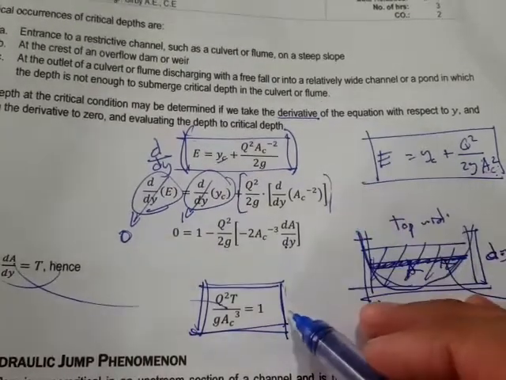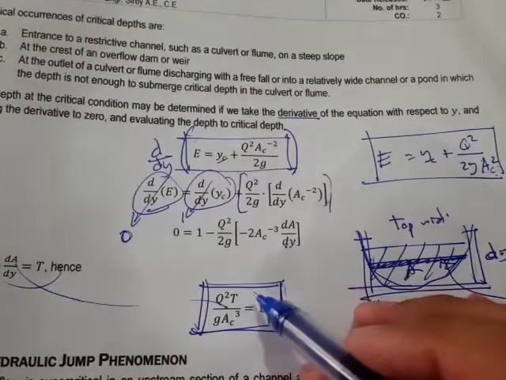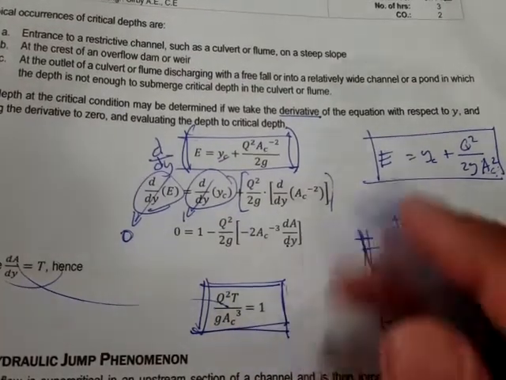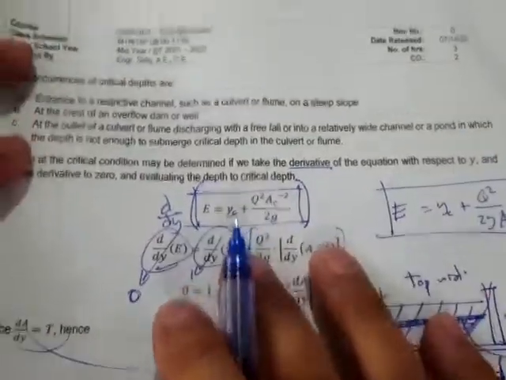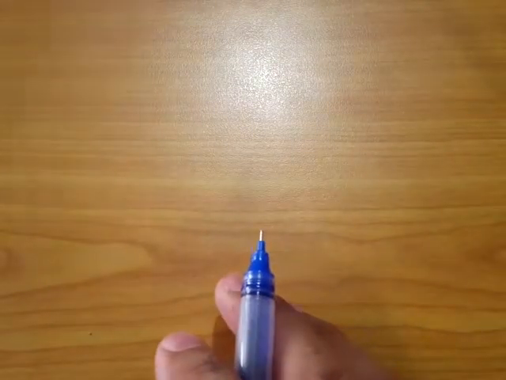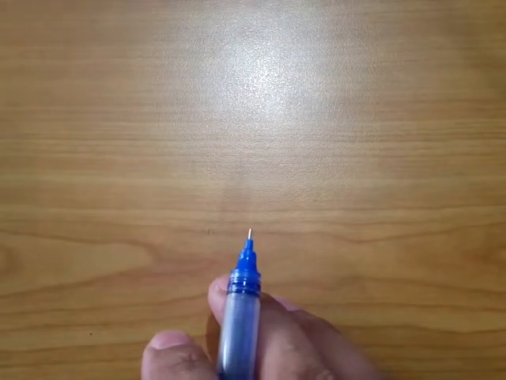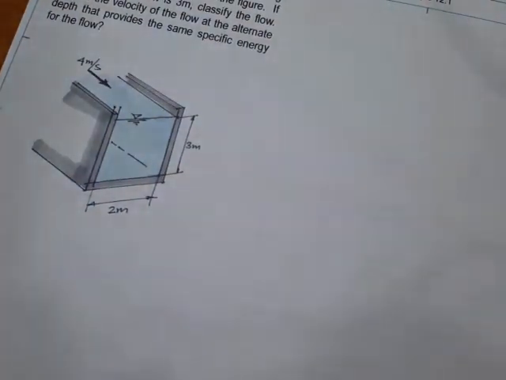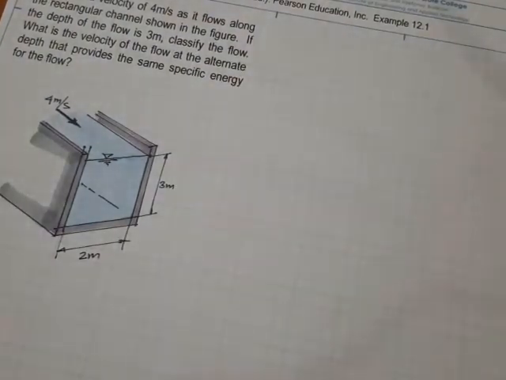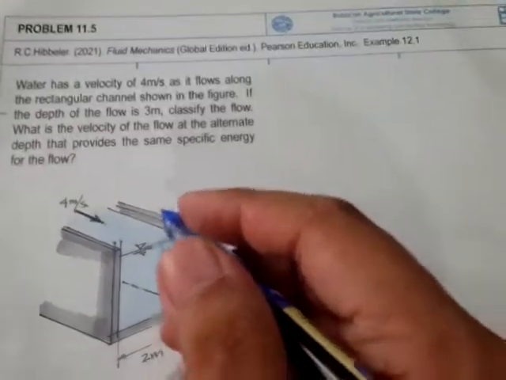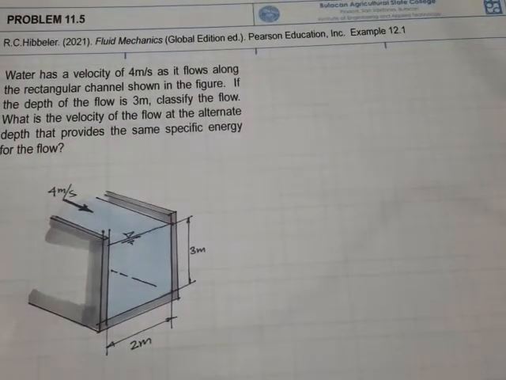All right, so this expression, if we multiply all the terms right here, must be equal to 1 at that critical point only. Okay, so now let's do a sample problem. I guess we'll continue this in the next video.